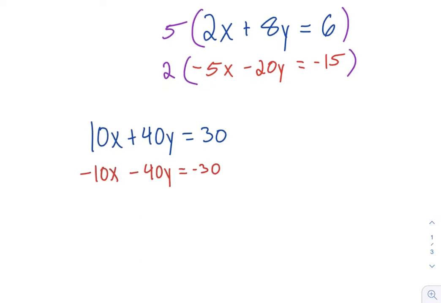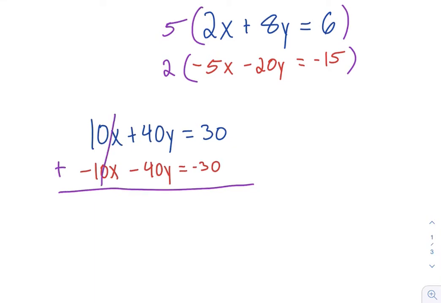And now what we want to do is we want to add these two equations together. Now remember, I did this in hopes of canceling out the y. But what happened here for the x's? 10x plus negative 10x is 0. Those are going to cancel. 40y plus negative 40y, also 0. Those are also going to cancel. And 30 plus negative 30, also 0. Those are going to cancel. Everything canceled out here. We have nothing left but a bunch of zeros.